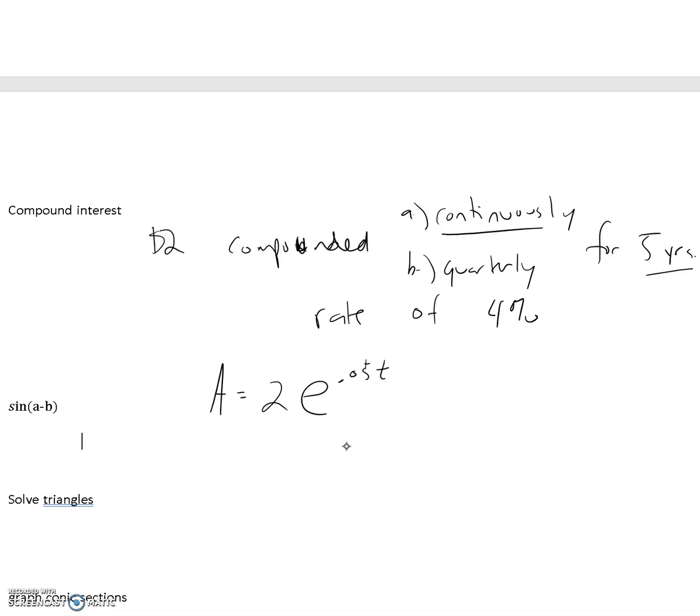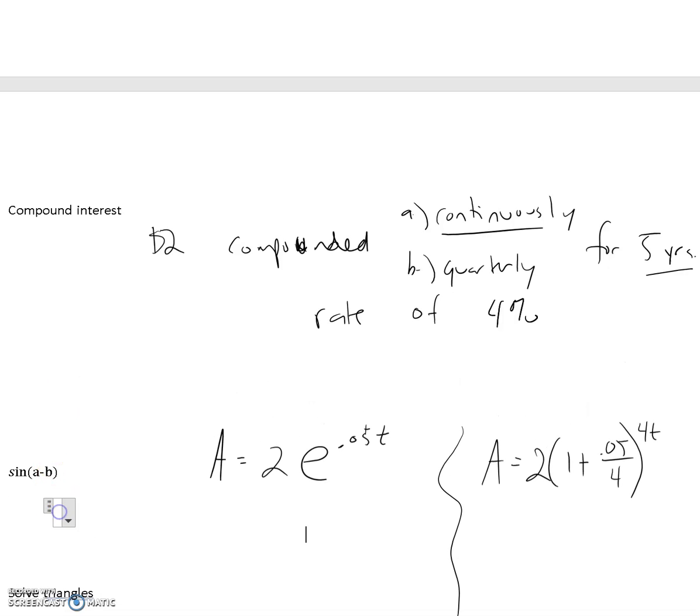I mean, you might not be able to do the final step, but you could do some of that without a calculator. The other function would be, if it's quarterly, you use your initial amount, 1 plus the rate over the number of times it's compounded, and then to that number times t. So that's how you build your functions. And then from there, you can answer any questions about your functions.